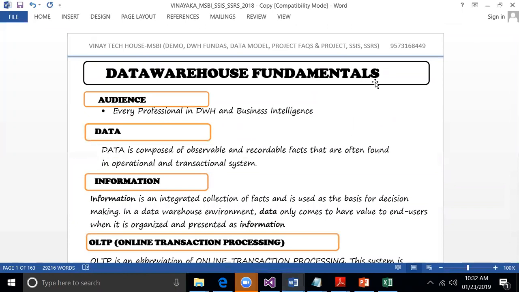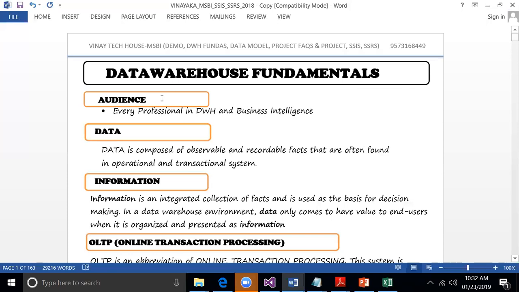And on Saturday, we will go for data modeling fundamentals. So today, warehousing fundamentals, I'm going to close. Tomorrow, day after tomorrow, SSIS. And Saturday, we'll discuss data modeling so that we are good with SSIS initiation as well as important fundamentals. Warehousing fundamentals, for whom is it required? Every warehousing and BA professional requires this knowledge.